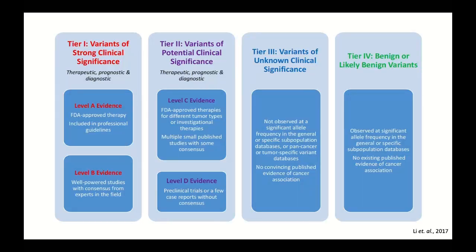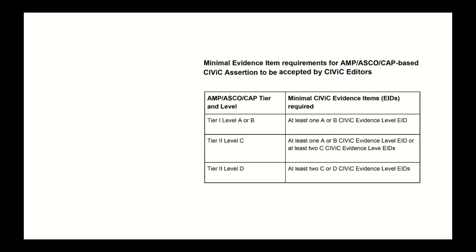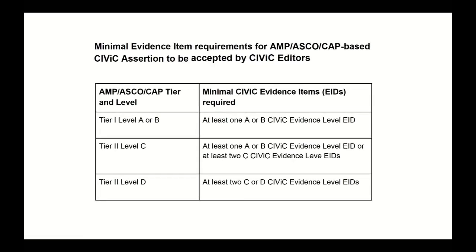Note that the system can annotate tumor variants that range from those with regulatory approval or adoption into recommended clinical practice to those associated with only preclinical laboratory findings, as well as benign and unknown clinical significance. To formalize integration of the AMP-ASCO-CAP tier and level into a standard operating procedure for variant curation in CIViC, minimal evidence item requirements needed to support an assertion of each tier have been adopted.